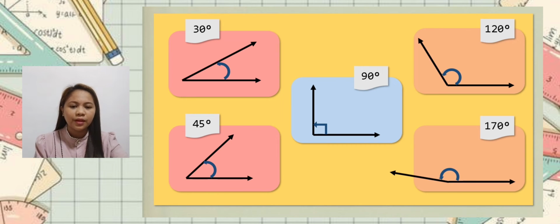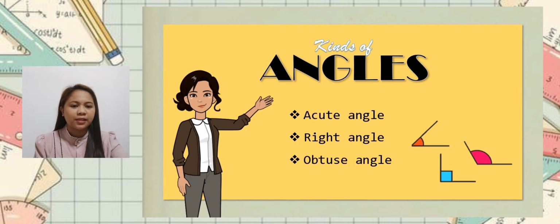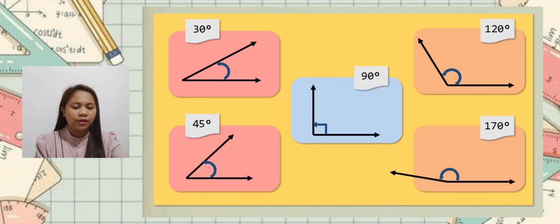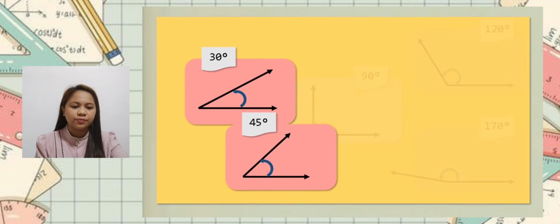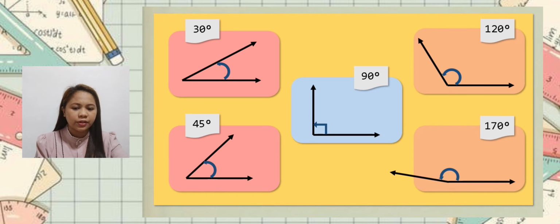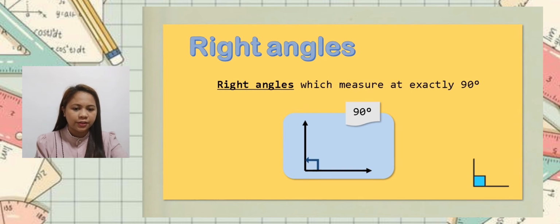Very good. So, let us discuss the kinds of angles. We have acute, right, and obtuse angle. Acute angles measure greater than 0 degrees but less than 90 degrees. From the angles a while ago, these are the acute angles: we have 30 degrees and 45 degrees. And right angles measure exactly 90 degrees, which is the right angle. Of course, the only one is the 90 degrees.